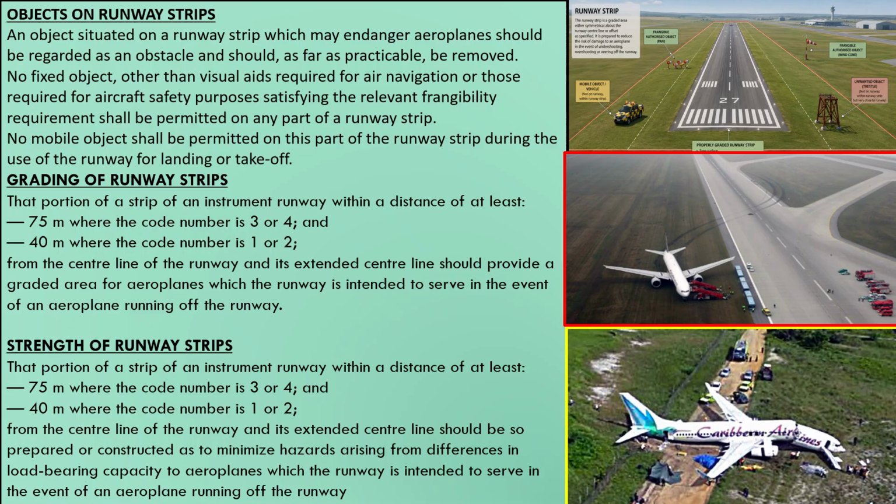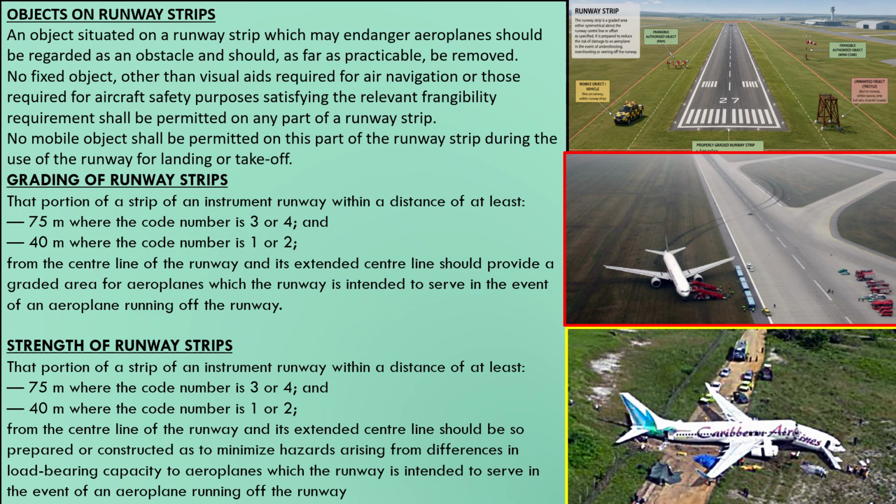Friends, we will now discuss the safety requirements for designing a runway strip. First point is objects on runway strips. An object situated on a runway strip which may endanger aeroplanes should be regarded as an obstacle and should, as far as practicable, be removed.